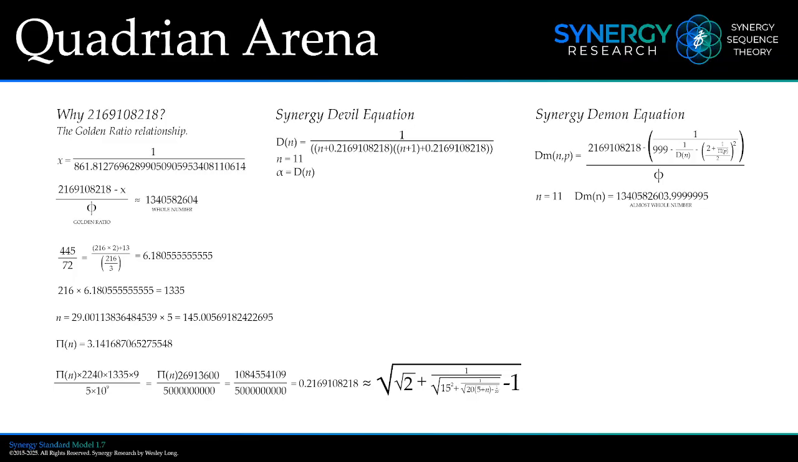Now comes the main act, the equation that yields alpha. d(n) equals a fraction involving 1 plus 0.2169182 to the n, with 0.21691 derivations. At n equals 11, this produces alpha equals d(11) equal to 0.0072926, exactly matching the fine structure constant. This is not a fitted result, it's a symbolic function, producing a physical constant with no physical input. Right side, the synergy demon equation.